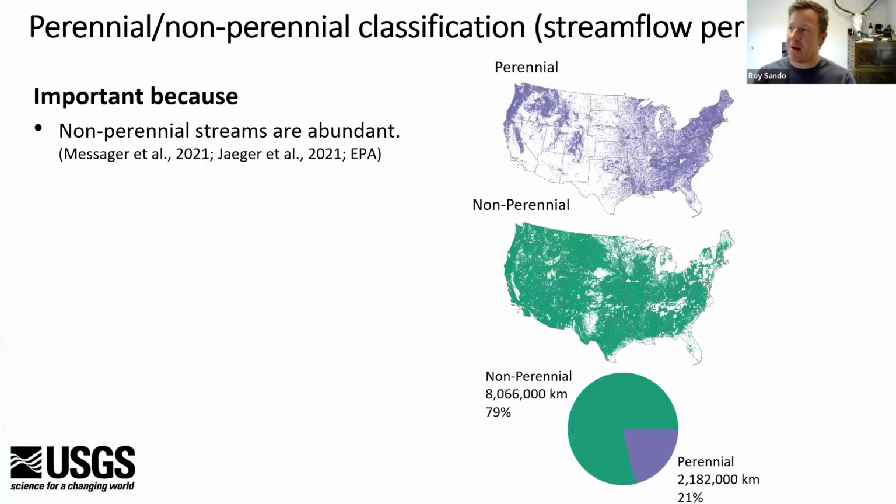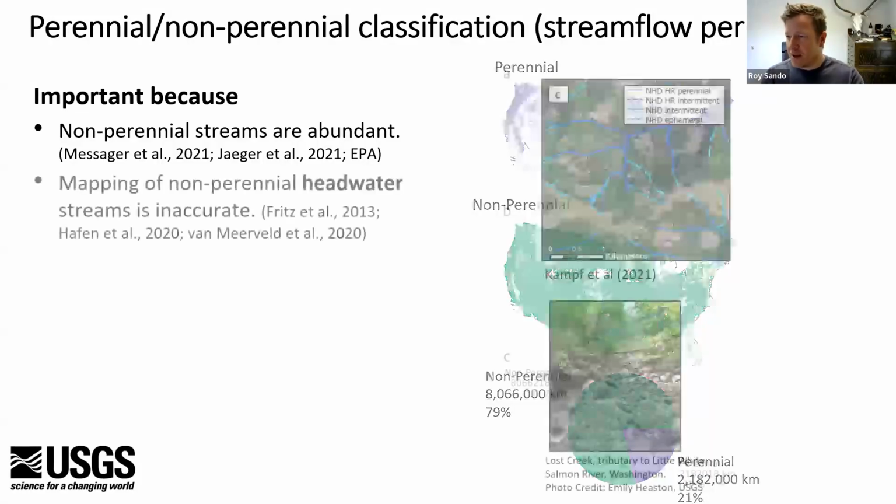Okay, so perennial, non-perennial classification. I'll be referring to this as streamflow permanence, probably using it interchangeably, intentionally or unintentionally throughout the talk, but they both mean the same thing. Non-perennial streams are extremely important. This has been studied pretty extensively across CONUS and across the globe. And it turns out they make up almost 80% of the total stream network.